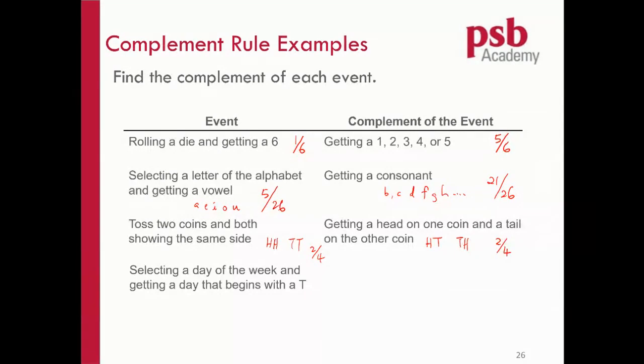You select a day of the week and get a day that begins with a T. So which day begins with T? You get Tuesday and you get Thursday. So it will be 2 out of the 7 days. So what's the balance? You should get 5 left out of the 7 days.